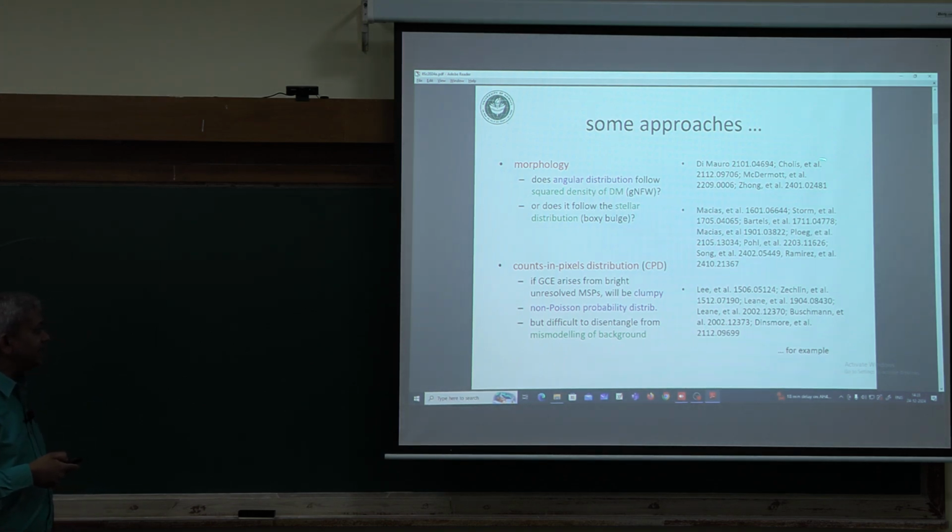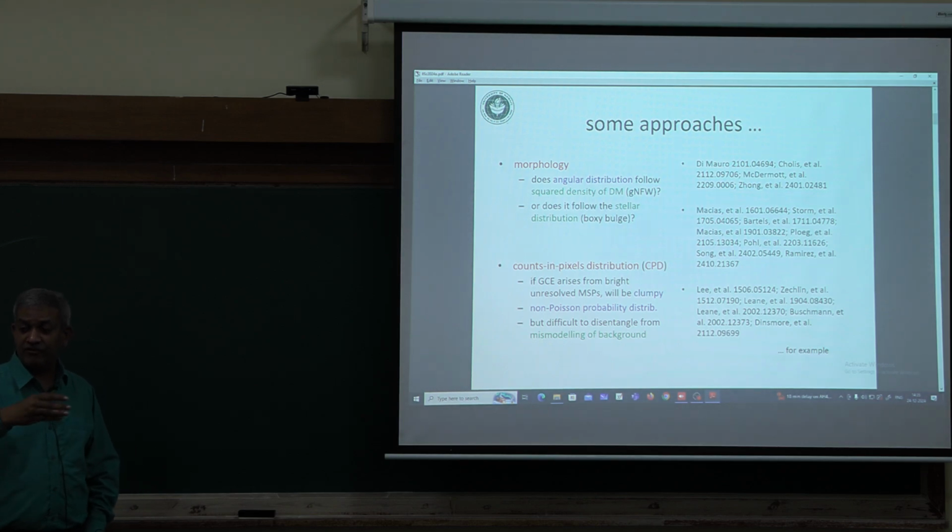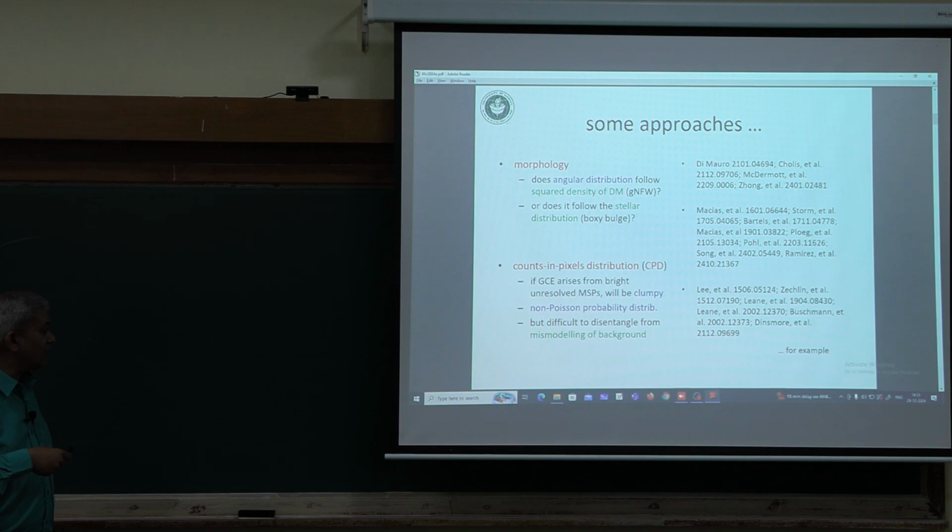So I've just highlighted some of the works which have studied this problem using these different approaches, sometimes coming to different results. And these are just examples. There are many more on this. So you can see that this is an active area of research.